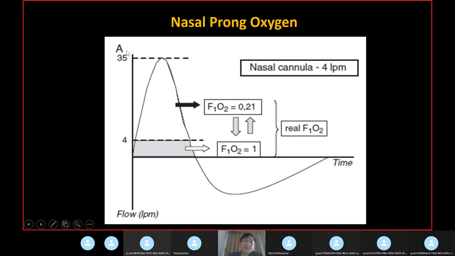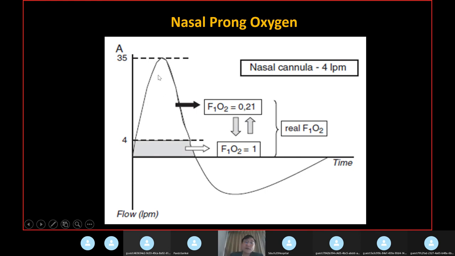Whereas in children, because their sizes vary, they can be 3 kilo small neonates and up to about 30 kilo bigger children. So their peak inspiratory flow rate we usually calculate based on per kilo, about 1 liter per kilo per minute. For example, a neonate of 3 kilograms will have a peak inspiratory flow rate of about 3 liters. For a child of 10 kilograms, the peak inspiratory flow rate is about 10 liters.